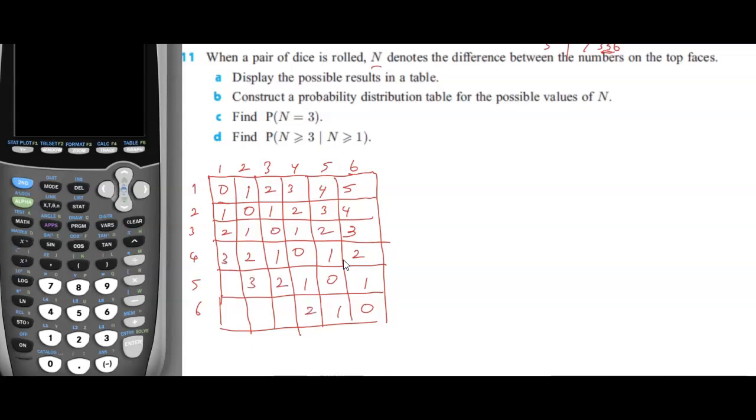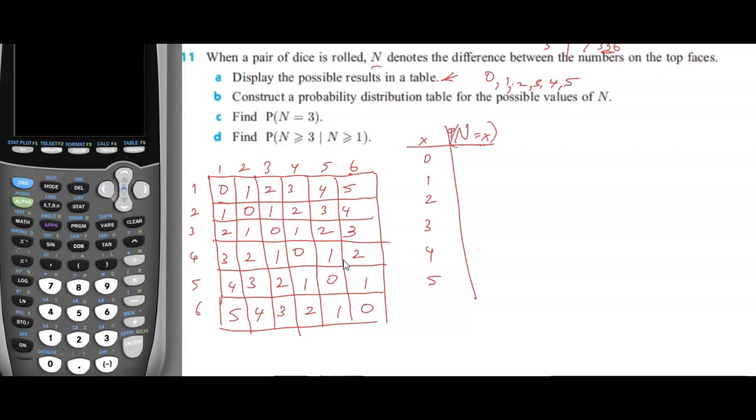So you can see how it's pretty easy to fill this table in. So that was our table. Oh, the possible results. So the possible results are 0, 1, 2, 3, 4, 5, right? Probability distribution table. So in the probability distribution table, we're going to have 0, 1, 2, 3, 4, 5 as our possible differences. And then the random variable n is going to be equal to these little x's.